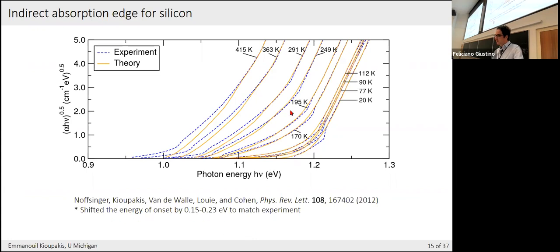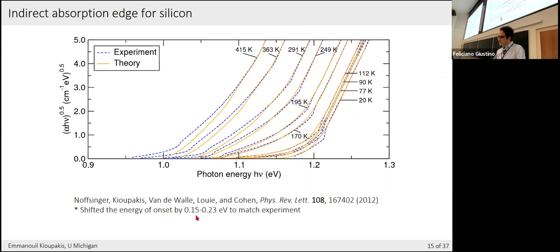Now, I want to mention here that in order to make this comparison, we had to shift the energy of the theory spectra by a rigid amount, on the order of 0.1 eV, in order to match experiment. There are two reasons for doing that. One is we did not take into account the effects of phonons and temperature on the eigenvalues themselves. The other is the inherent accuracy of methods such as DFT and GW in determining band gaps. There are always error bars on the order of tens of meV, which we need to improve on in the methods in order to ensure accuracy relative to experiment.